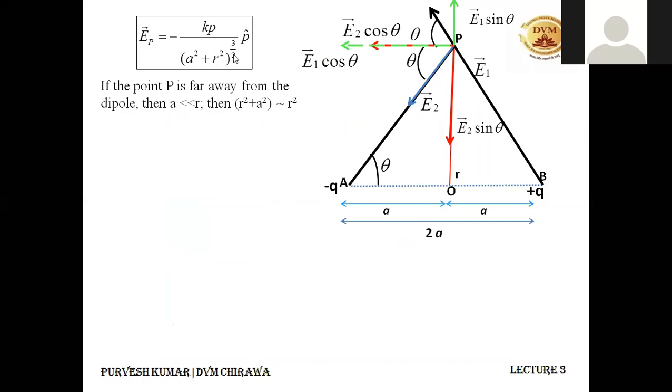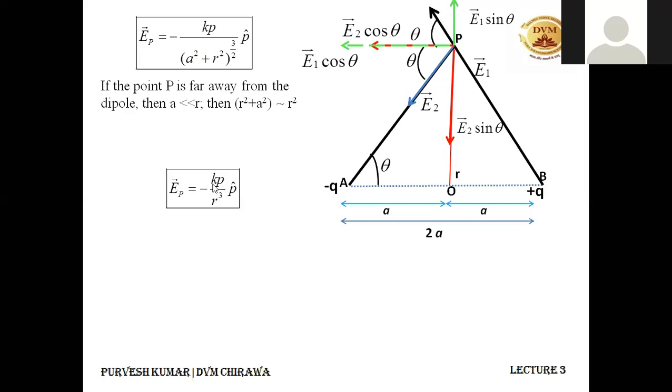The final expression for the net electric field at an equatorial point P, which is at a distance R from the midpoint of the dipole, can be written as minus Kp upon R cube. You can see what I have done is that in place of this A square plus R square, when this condition is satisfied, I have written R square only, and R square to the power 3 by 2 is R cube. That's why the net electric field at point P comes out to be minus Kp upon R cube. The magnitude of this electric field is Kp upon R cube.